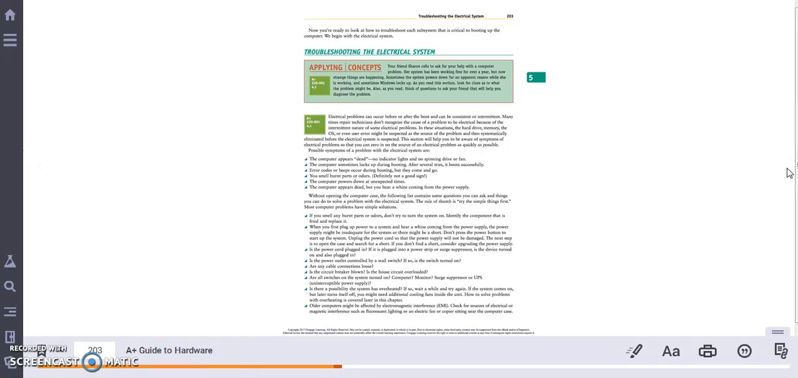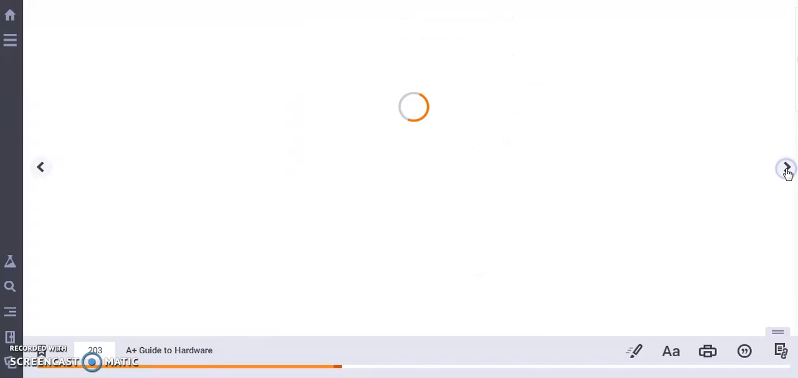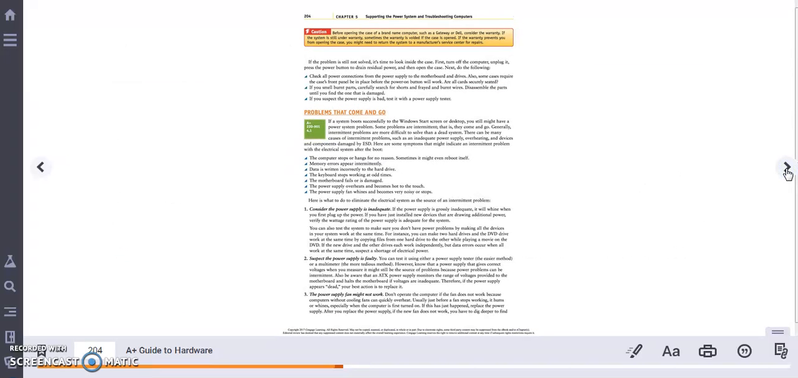Troubleshooting the electrical system. Be very careful with this. I don't want anybody getting shocked or hurt. Make sure everything is disconnected. And if you don't know what you're doing, ask questions or get help. Intermittent problems: problems that come and go. These are some of the most frustrating problems in the computer world. Definitely hard to detect because they come and go. They're intermittent. So, let's keep on moving.